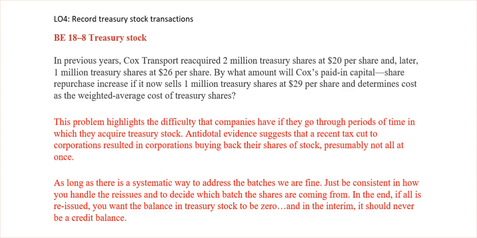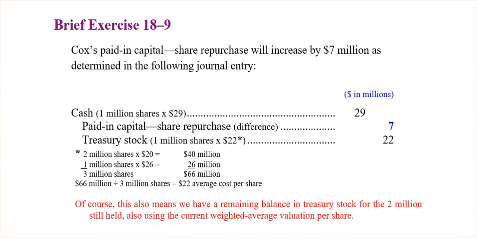As long as there is a systematic way to address the batches of handling this, we are fine. We just have to do it every time in this same consistent way. In the end, if you have sent all of your shares back out from the treasury, then you want your balance in treasury stock to be zero. In the interim, we should never ever see a credit balance in treasury stock. It can be a debit, it can be zero.